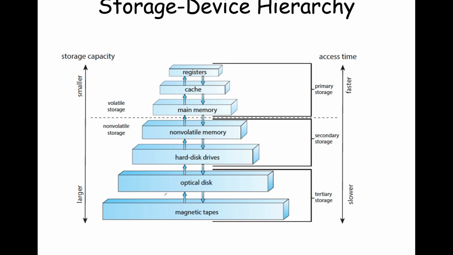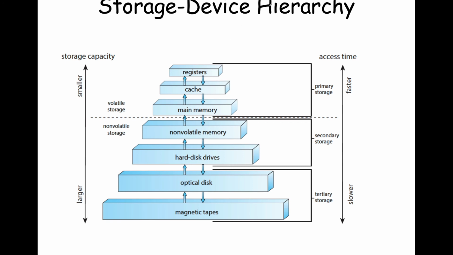And you might think, gosh, who uses magnetic tapes? They're used for high bulk data storage. We're talking terabytes of data storage. And so as you go up in this hierarchy, the capacity gets smaller and smaller and smaller, but the access time gets faster and faster and faster.